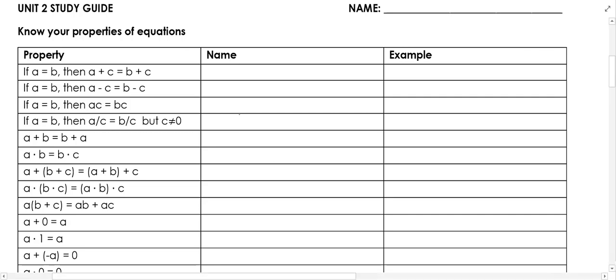So one of the things about Unit 2 is that it brings back your integer properties, and it wants to make sure that you understand how they apply when we're solving equations. If you have A equals B, like 10 equals 10, what happens if you add the same number to that 10? Well, you're going to get the same number, right? This one is known as the additive, or the addition property of equality.